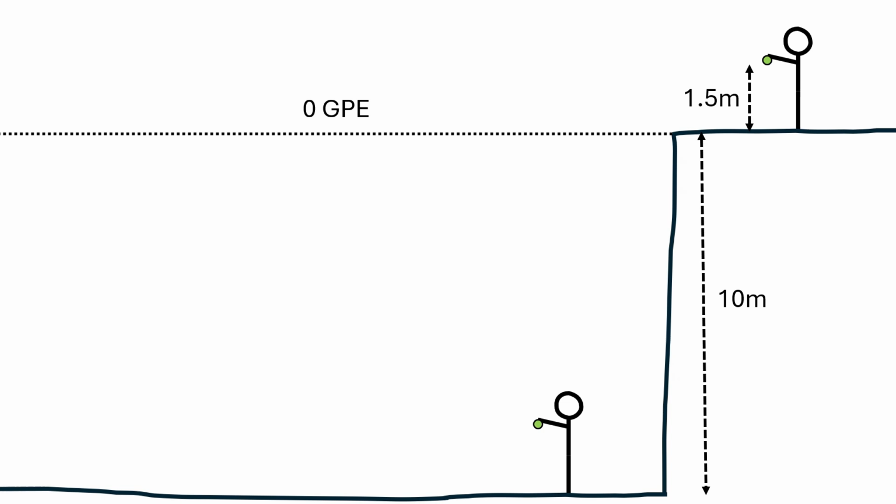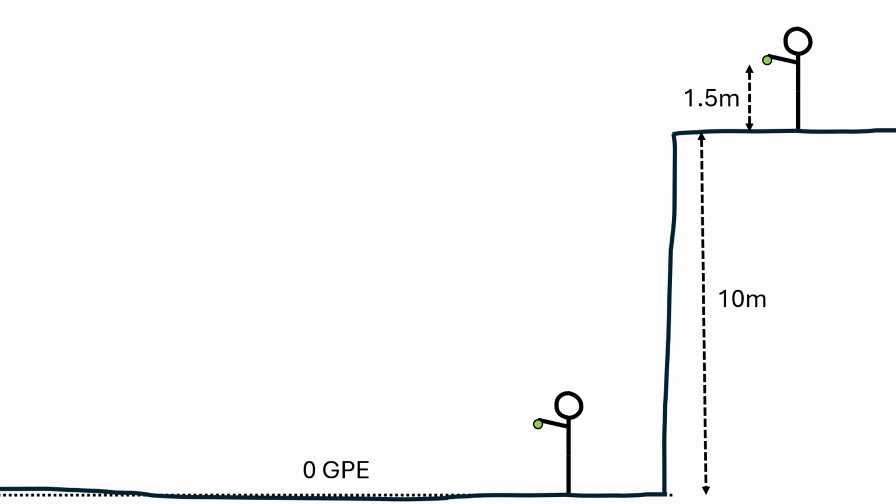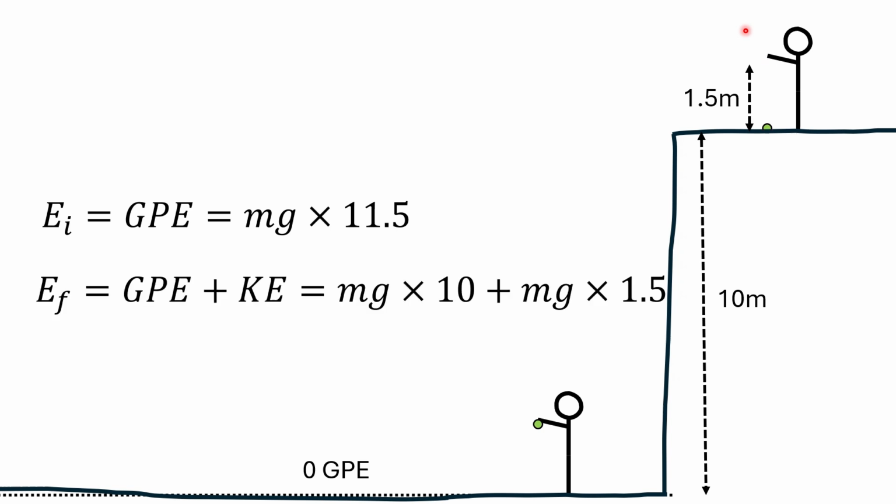I can now actually change my level, my datum line, my zero potential energy level to be that bottom ground level and do the maths again. The initial energy of that top ball is just going to be all gravitational still, but in this case it is 11.5 meters above the ground. But as I drop it and just before it hits the ground, the final energy now, it still has gravitational potential, but it also has the kinetic energy that was transformed. And of course, the kinetic energy that was transformed is still the exact same. I just still have that gravitational potential energy component as well.